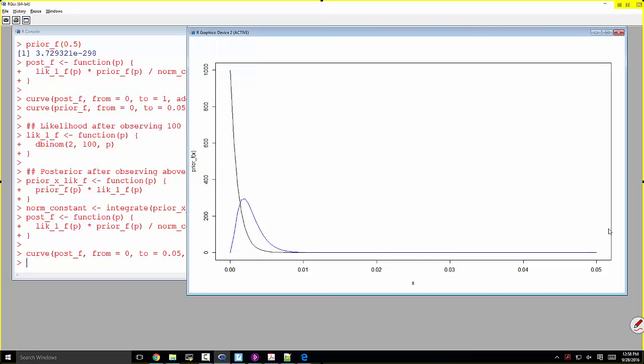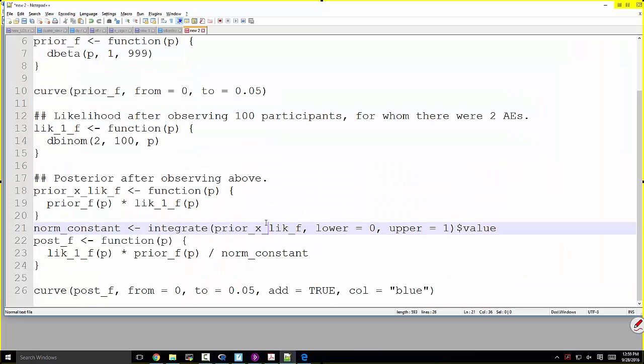Prior had almost all the probability piled up really, really close to 0. Posterior, because we saw 2 out of 100 when we were expecting, according to our prior, just 1 out of 1,000, it increased, it pushed to bigger range the distribution of p. Combining our prior with the observed data, our beliefs were updated. And in particular, they were updated to have an increased expected number of adverse events.